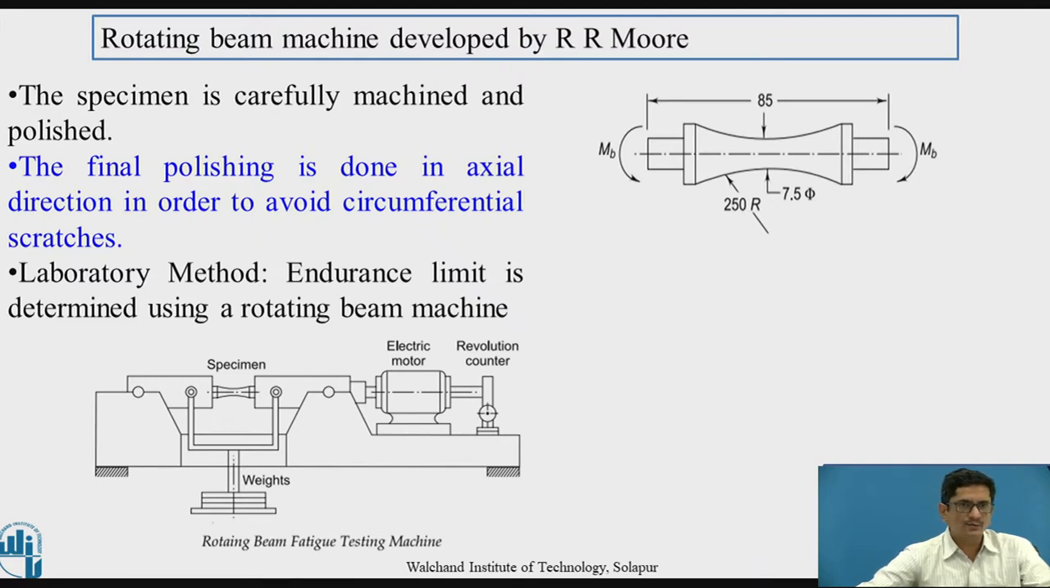Here we can see that there exists a specimen which is loaded by the weights, which causes the bending moment acting on the specimen. An electric motor is used to rotate the specimen, and a revolution counter is used to count the revolutions that have been completed before the first evidence of the fatigue crack.